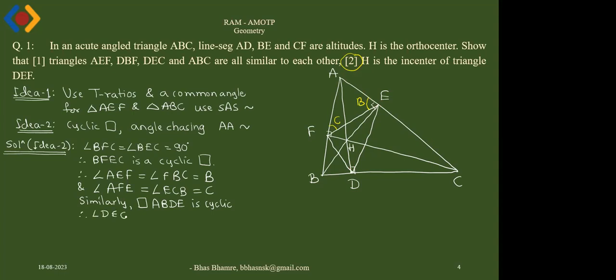And because of that, we can immediately say angle DEC is equal to angle DBF, which is equal to B, and angle CDE is equal to angle FAE, which is equal to A. So this is our angle B and this is our angle A.